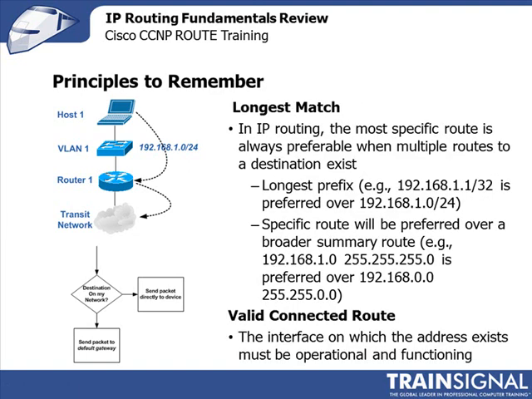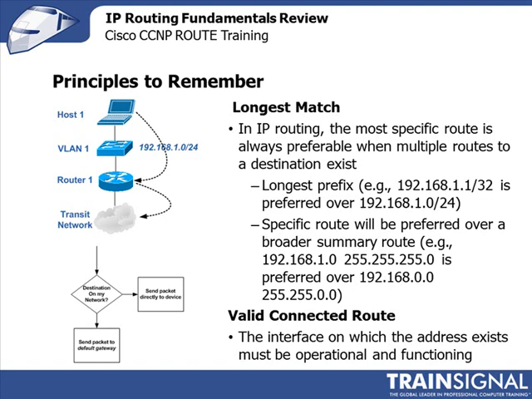Now, some overarching principles that you always need to keep in mind with routing are things such as longest match. In IP routing, the most specific route is always going to be preferred, and the reason why is because the larger the number of bits being dealt with, the more specific a route is, the more preferred it's going to be. This can be referred to as longest prefix, for instance, using CIDR notation.